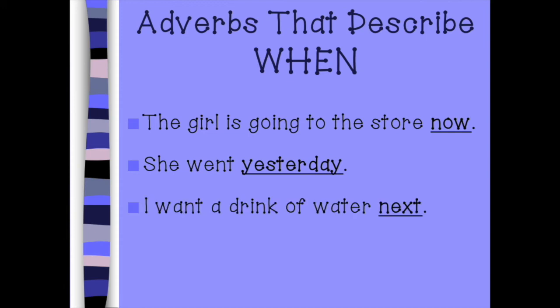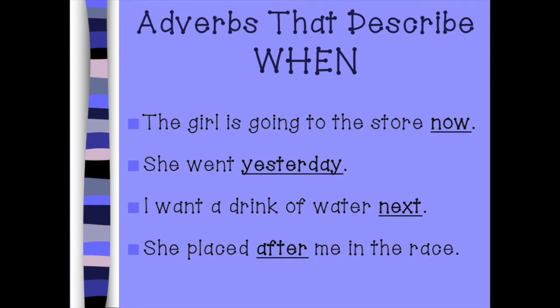I want a drink of water next. The verb is to want. When do I want? Next. Notice these are all telling when the action happens. One more. She placed after me in the race. That means what? When you get what place, like first, second, third. So placing is a verb. When did she place? After.